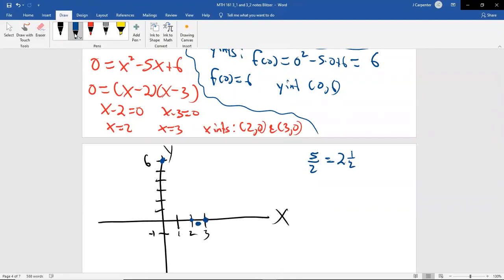There's our vertex. And we can just connect, make our nice standard looking parabola shape, keep going, keep going, keep going. Boom. If we need the axis of symmetry, it would be a vertical dotted line going through that point there, and that AOS would be x is equal to 5/2.